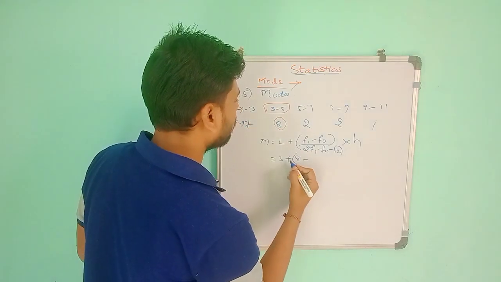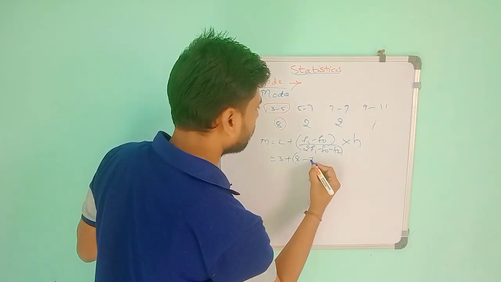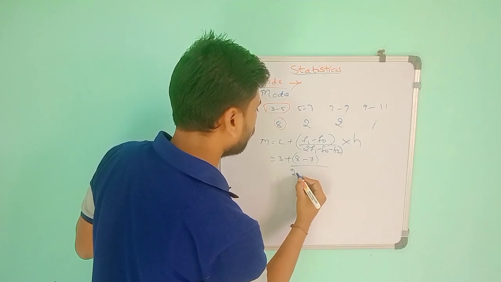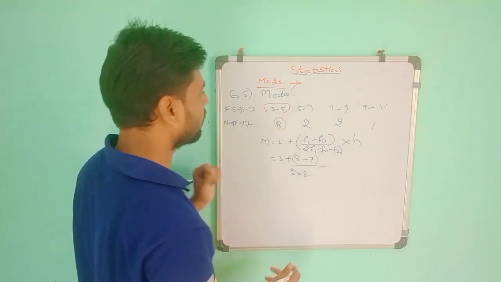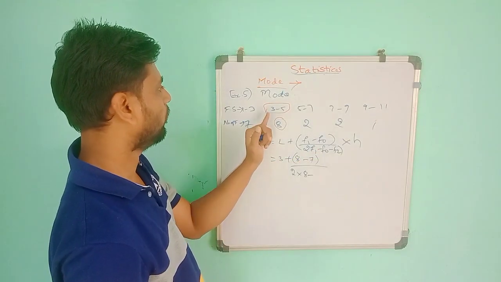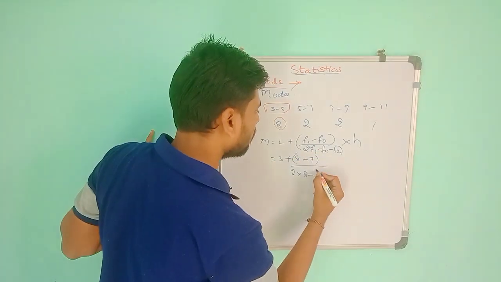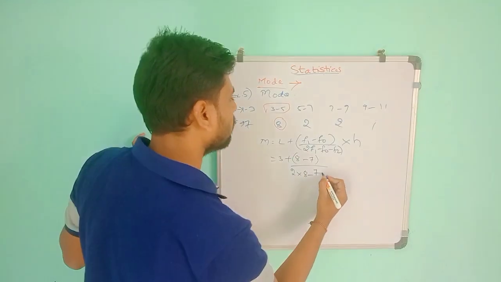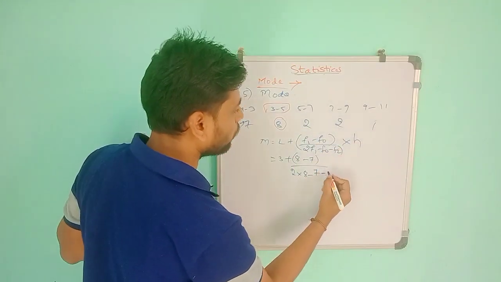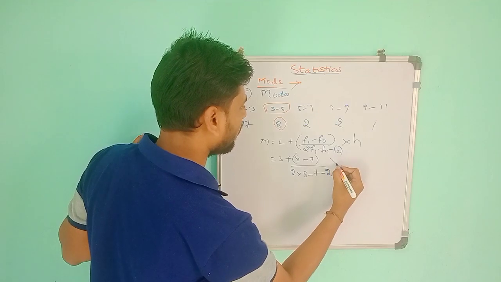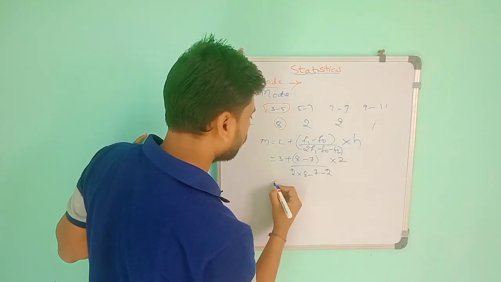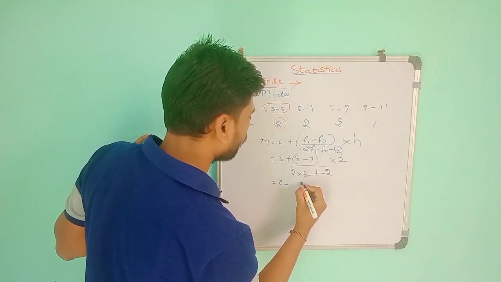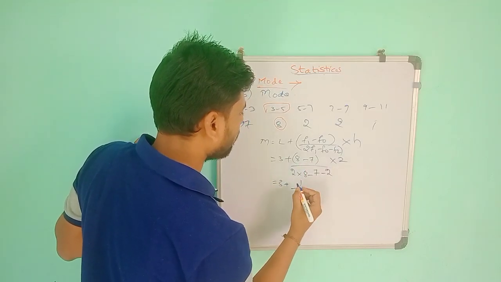So 3 plus (8 minus 7) divided by 2 into F1, where F1 is the frequency of the model class, that is 8, minus F0 is the preceding, which is this one, 7. Then minus F2, which means succeeding, so 2. Then the class interval is 3 to 5, so h is 2. So 3 plus 1 by (16 minus 7, minus 2).